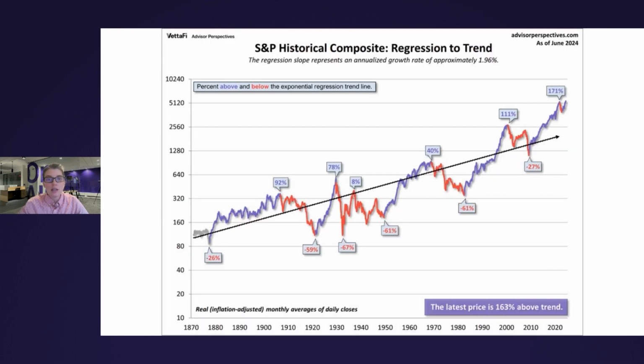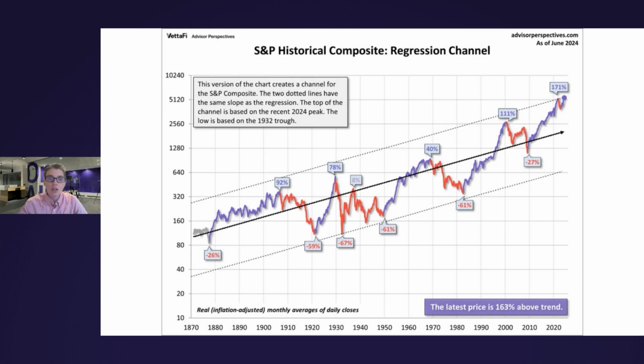Now let's take a look at the same chart, this time with a regression trend line through the data. This line is a best fit that essentially divides the monthly values so that the total distance of the data points above the line equals the total distance below. We've been above the trend line since July 2009 and currently sit 163% above it.